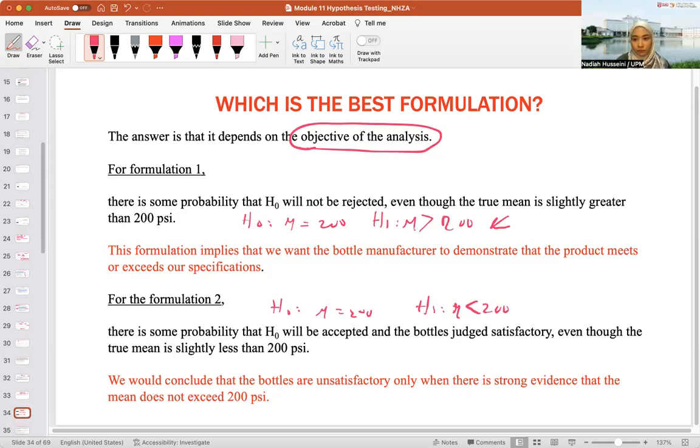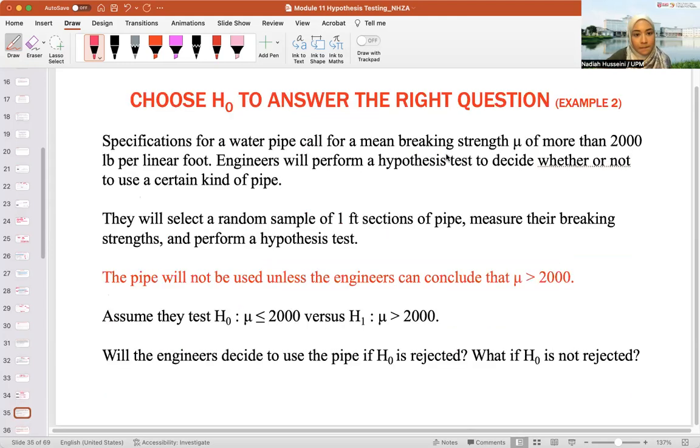For formulation number two, if we reject the null hypothesis, we would conclude that the bottles are unsatisfactory only when there is strong evidence that the mean does not exceed 200 psi. How would we know this? Using the Z-score. You have to go through the process. This is like the final process of deciding. Okay, so that was example number one. What time is it? We have 10 minutes. Let me go for another example on choosing the right null hypothesis, and then we will conclude class.